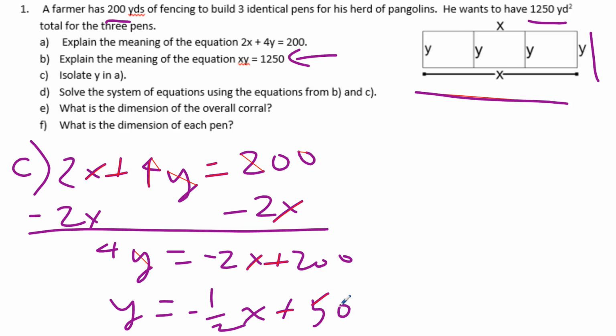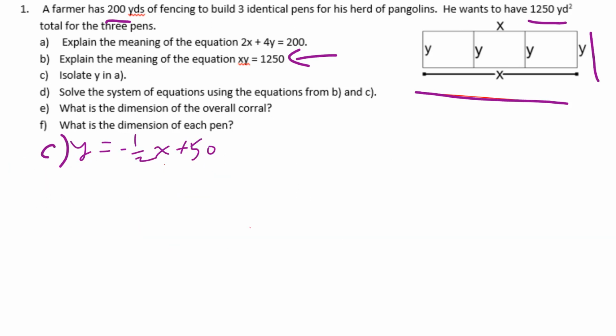Okay, so I've done part C, right? Now let me just take this answer, and then I'm going to get rid of the rest. So here's my answer to part C. Now, why would I do that? Well, again, the question that I'm really wanting to figure out here is, what are these dimensions, x and y, that would give me an area of 1,250 square yards, but use up all 200 yards of fencing?